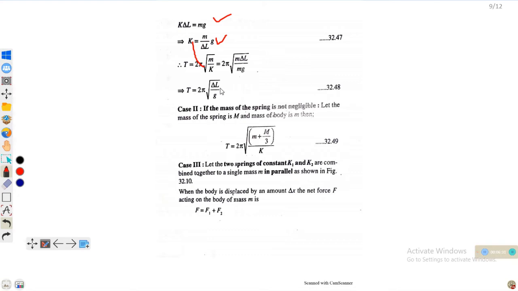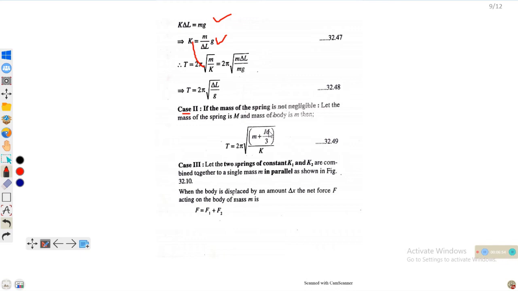And the second case is if the mass of the spring is not negligible. In the first case, we have neglected the mass of the spring. If we take into account the mass of the spring, then we have the expression time period equal to 2 pi root of m plus Ms over 3 over k, where capital M s is the mass of the spring. We will later prove this.